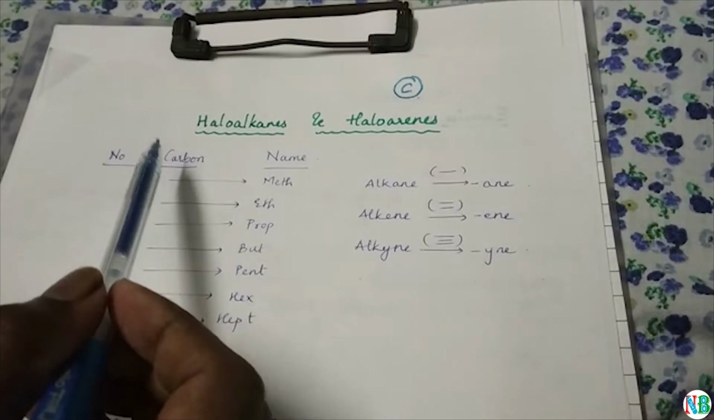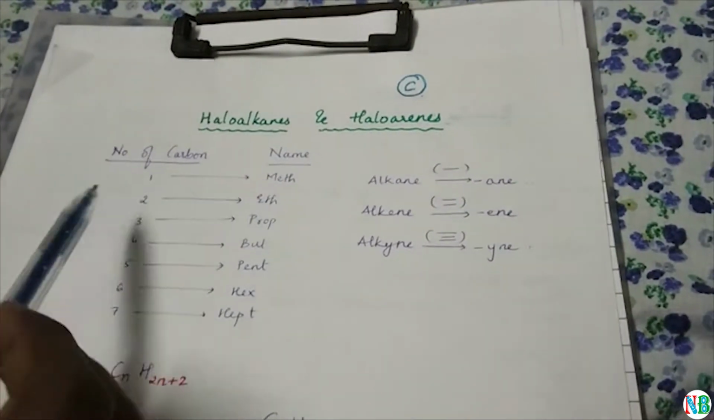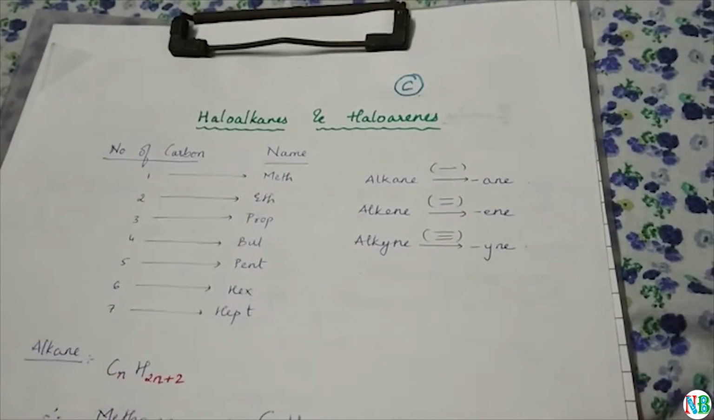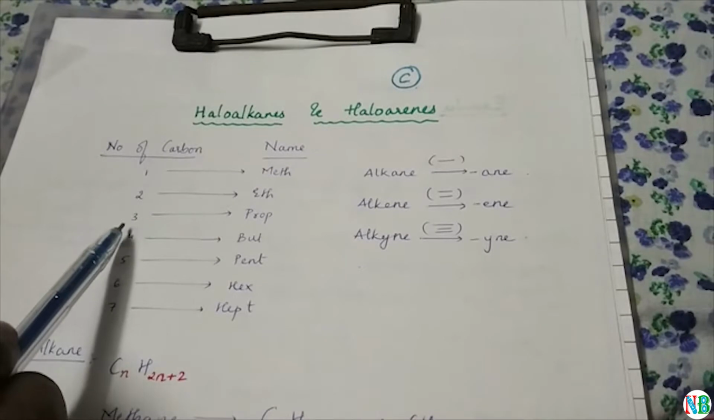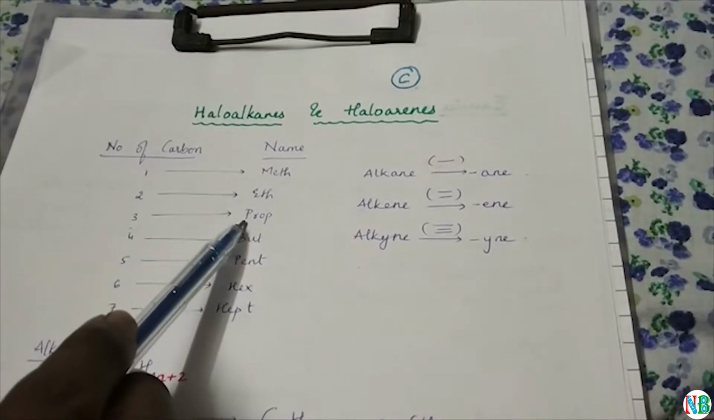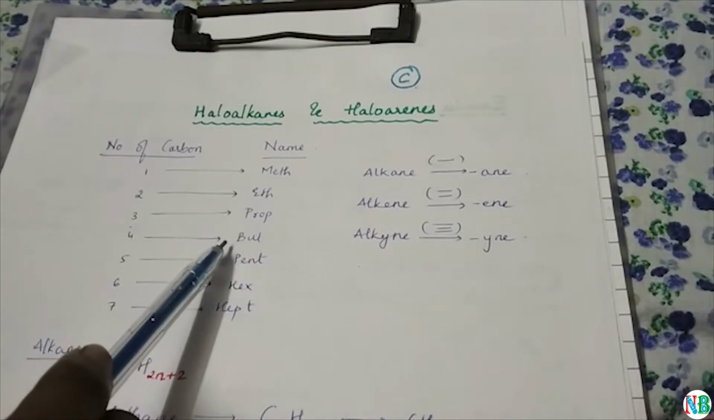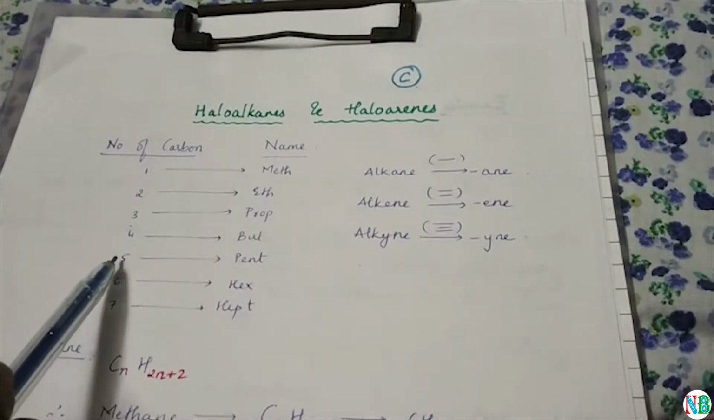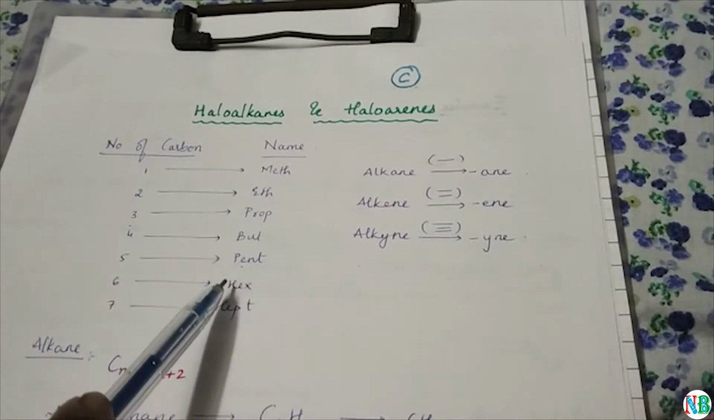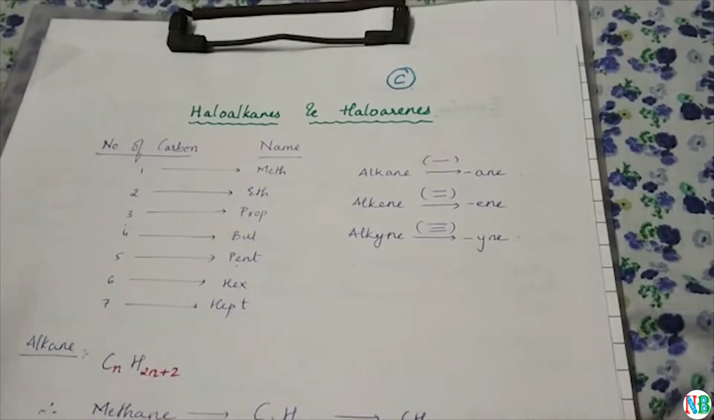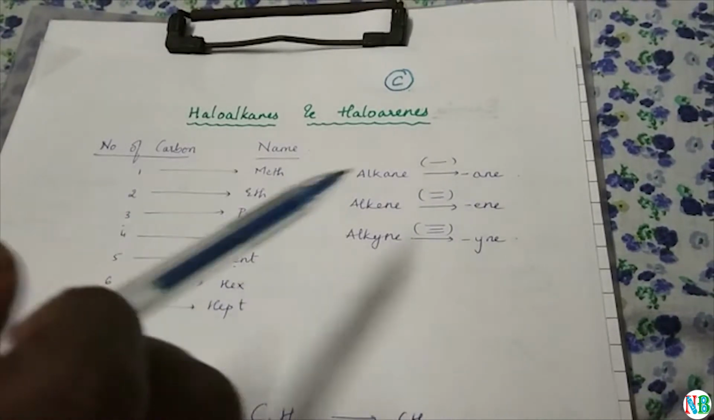If the number of carbons is 1, the name given is meth. If 2, the name given is eth. This is the basics of organic chemistry. If 3, the name is prop. If 4, but. If 5, pent. If 6, hex, and if 7, hept, and so on. There is 8, 9, and 10.